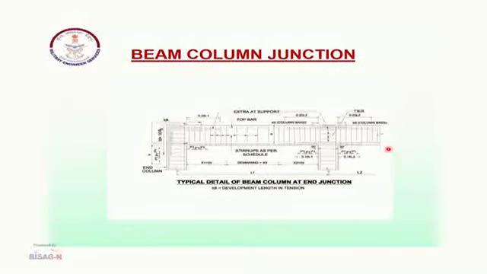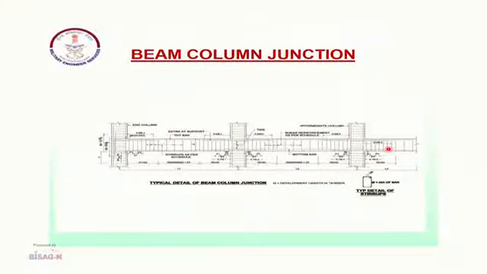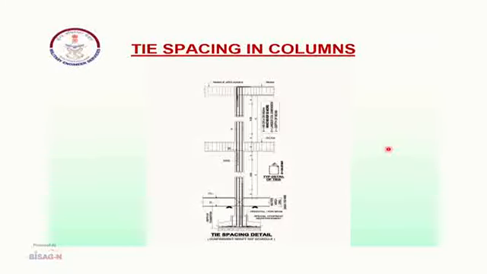These are the important details of IS 13920 code for the earthquake detailing: how to do the detailing at beam column junction, how to do the detailing at beam column junction at different depths of beams, and tie spacing in columns, because there are 2 zones, near the supports and midway, and we must follow these criteria. These are very effective, particularly in earthquakes.